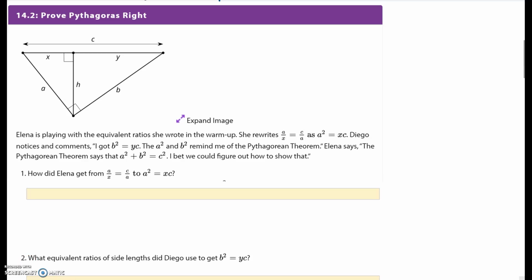So question one is, how did Elena go from a over x equals c over a to a squared equals x times c? Well, we can see here that Elena knows that if a proportion is true, then the cross multiples must be equal. So really, all she did was cross multiply. So Elena simply cross multiplied.